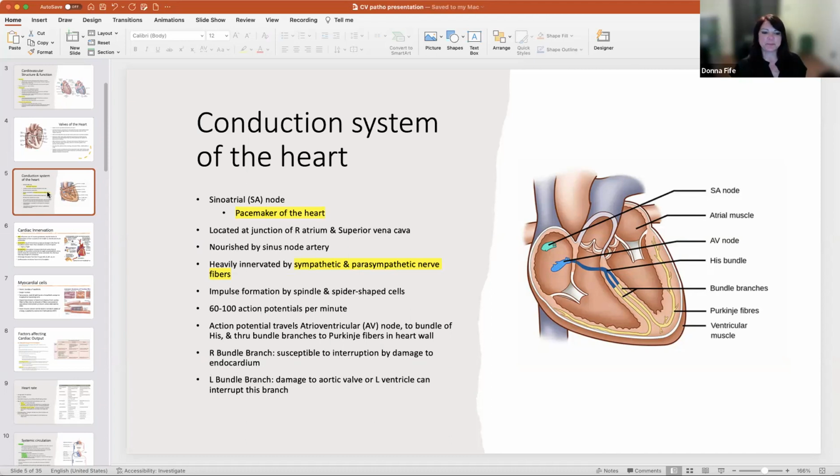Action potential travels to the atrioventricular node, the bundle of His, and through bundle branches to the Purkinje fibers in the heart wall. Right bundle branch is susceptible to interruption by damage to the endocardium, and for the left bundle branch, damage to the aortic valve or the left ventricle can interrupt the left bundle branch.